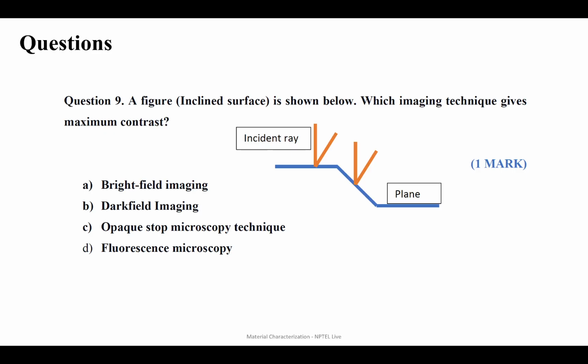A figure of an inclined surface is shown below. Which imaging technique gives the maximum contrast? Bright field imaging, dark field imaging, optical stop microscopy technique, fluorescent microscopy.